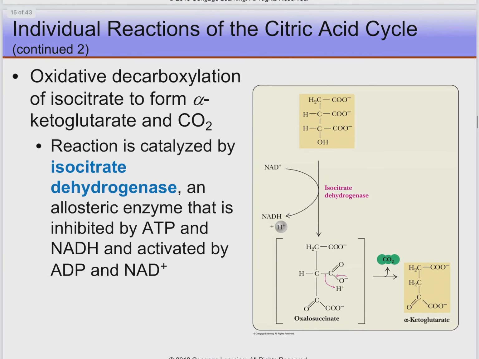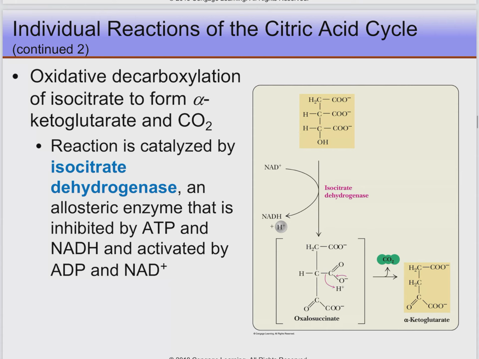Okay, moving on. The next reaction, we get isocitrate basically going through an intermediate into alpha ketoglutarate. We also lose our first carbon dioxide here. So in addition to that, we also reduce an NAD into an NADH. So there's a few things going on here. So isocitrate dehydrogenase catalyzes this reaction.